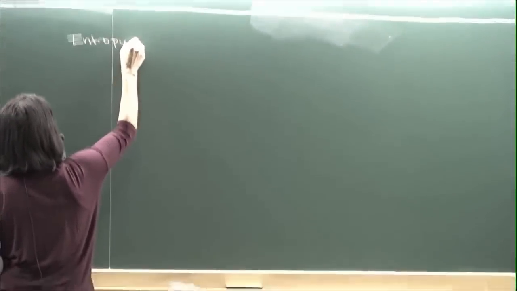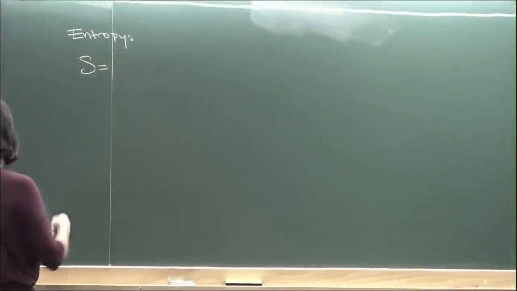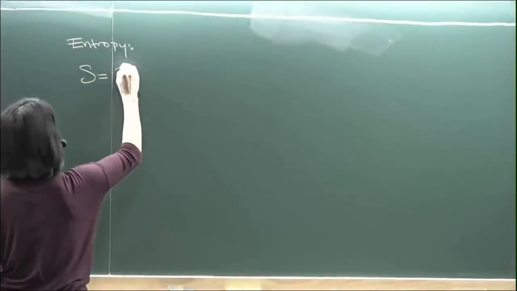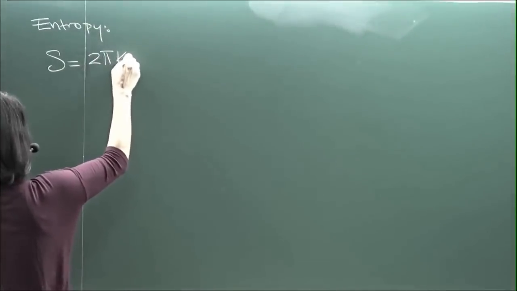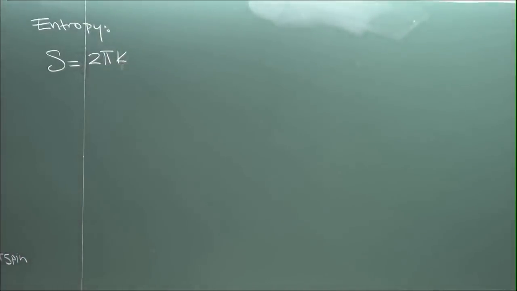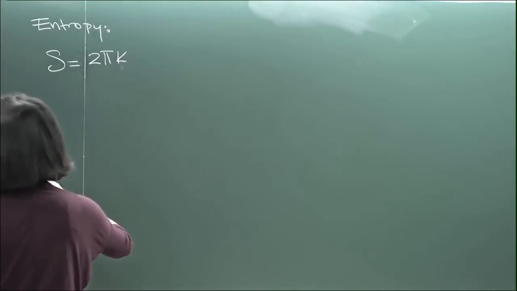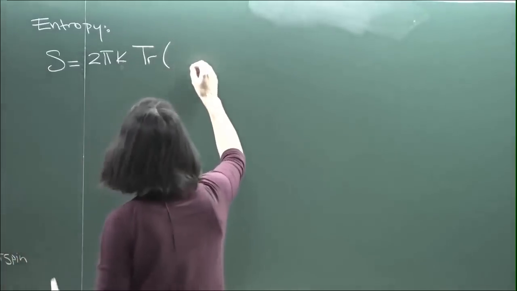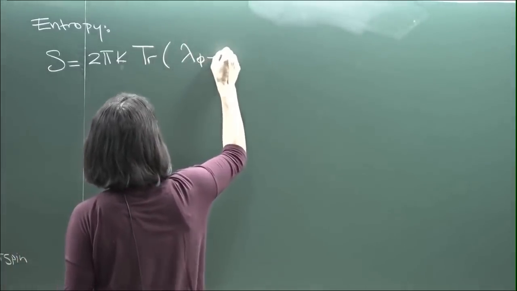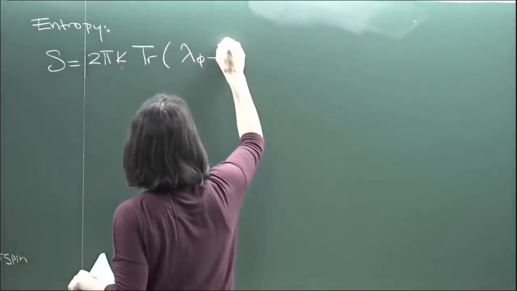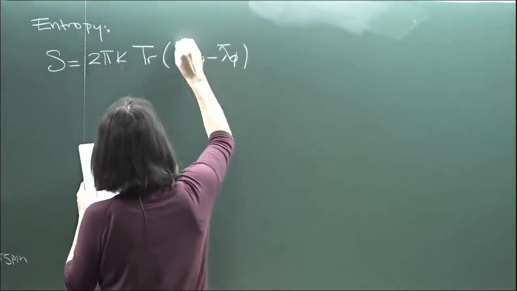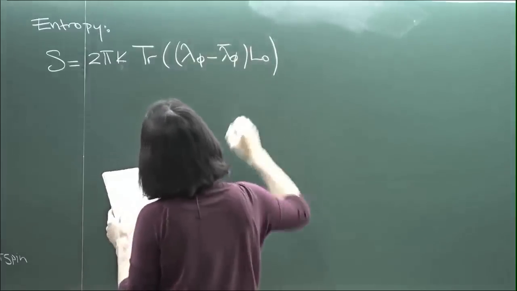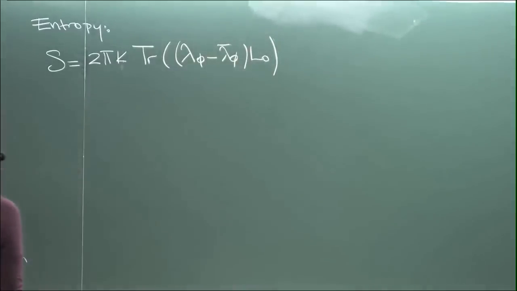Very compact expression. So the entropy of the black hole will be 2 pi k. Here k, remember, is the Chern-Simons level that I defined at the beginning, times the trace of lambda phi times lambda phi bar times L0. So what is this lambda phi and lambda phi bar?